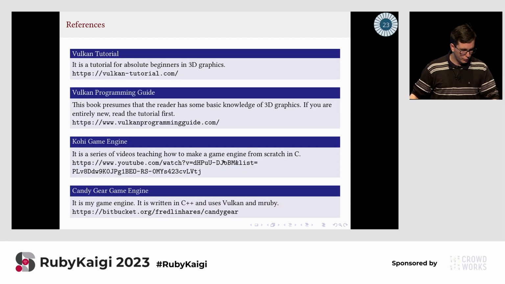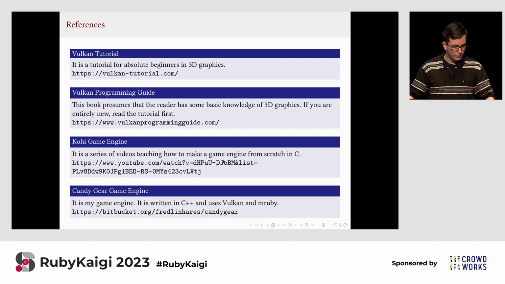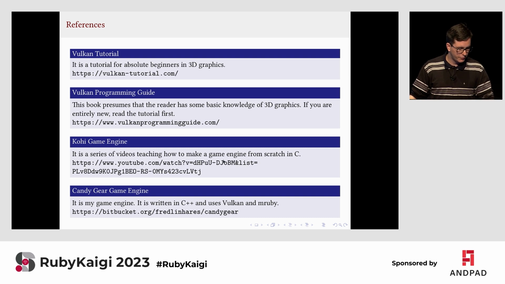And if you want to know more, if you're interested in understanding my engine, since this was just an overview, you can look at all those references. There is the Vulkan tutorial, which is a tutorial for absolute beginners. If you have never done anything with 3D graphics, you can look at this first reference. If you have some knowledge of 3D graphics, you can go straight to the second reference, the Vulkan programming guide. It's an excellent book, but it's not for beginners.